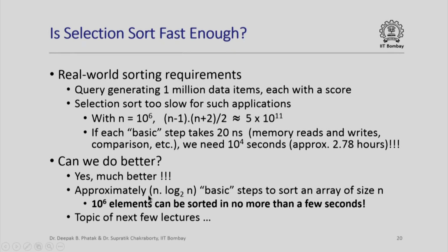In fact, we can sort an array of size n using approximately n times log n to the base 2 basic steps, and if you use this metric, you will see that a million elements can be sorted in no more than a few seconds, where I have the same notion of a basic step which takes around 20 nanoseconds. Now this topic, how do we sort much faster, how do we sort using approximately n times log n base 2 basic steps, will be the topic of the next few lectures.